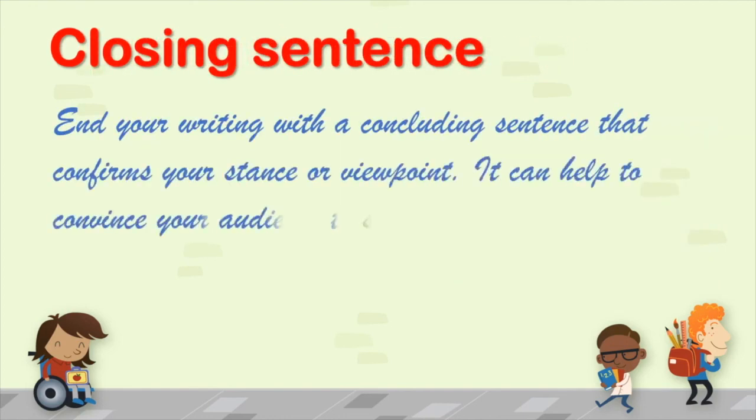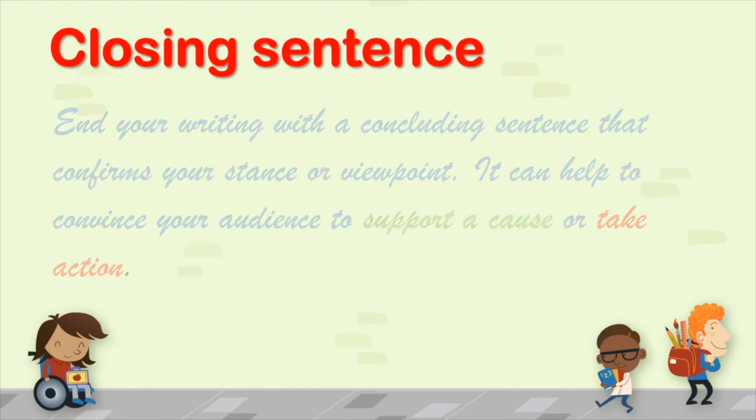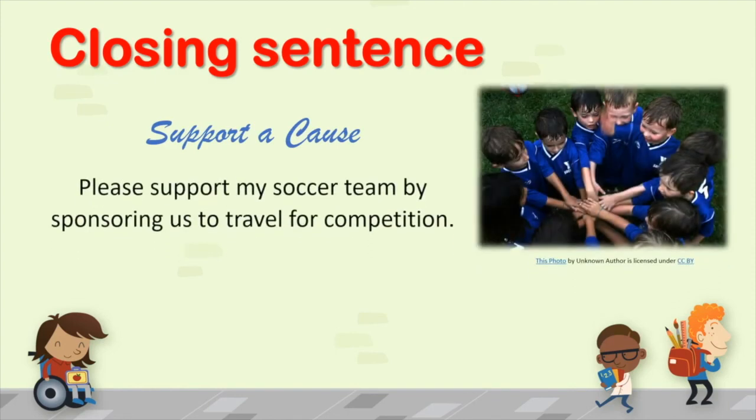The final piece of the puzzle is making sure that you have a strong closing sentence. This confirms your stance or point of view. It can help to convince your audience to support a cause or to take action. Here's an example. This supports a cause. Please support my soccer team by sponsoring us to travel for competition.